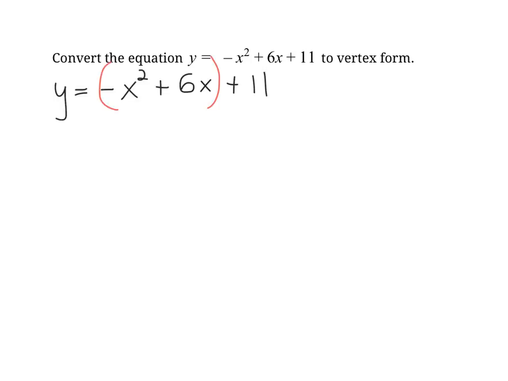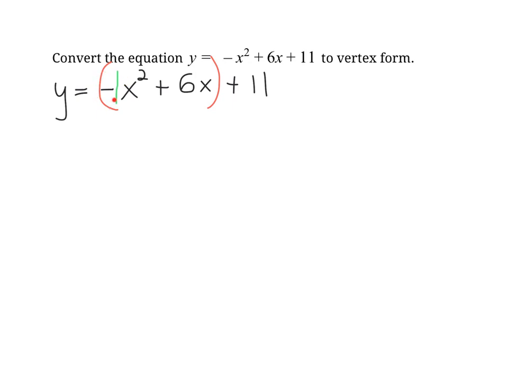So I went ahead and recopied the equation, and remember our first step is to put brackets around just the first two terms in the equation. So that's the x squared term and the x term. Our next step is to look for a common factor between the two terms that are inside the bracket. Now we have a negative in front of the x squared. Remember, we don't see it, but there is a 1 in front of the x squared, and in particular this is going to be a -1.